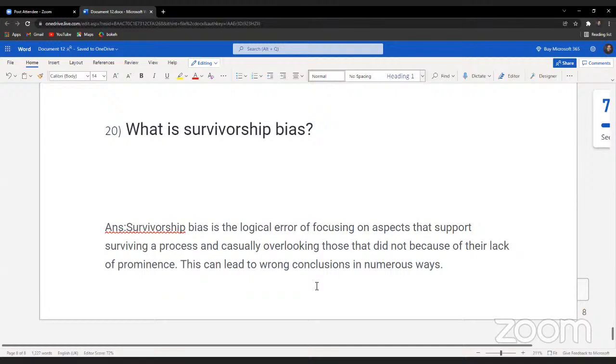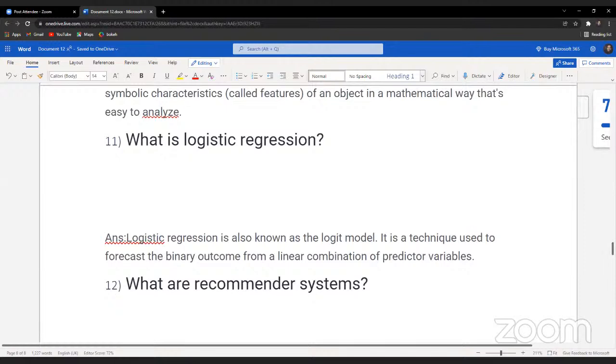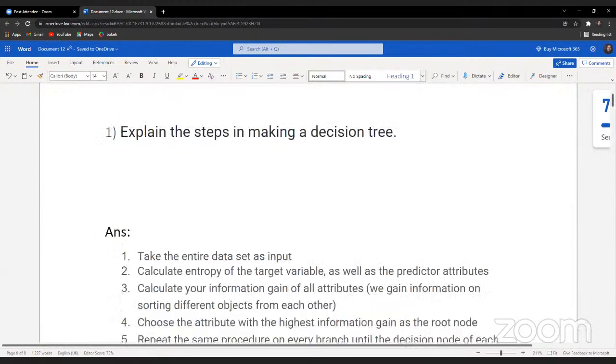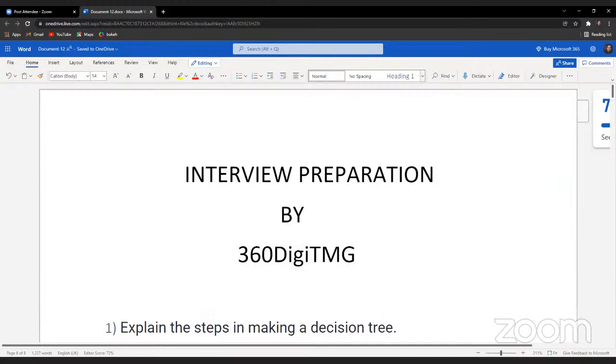So that's it for the day, guys. We have gone through some questions from data science, and the interviewer might ask this kind of question. This is a combination of both basic questions as well as typical questions asked in interviews for data science, data analytics, and data statistics.